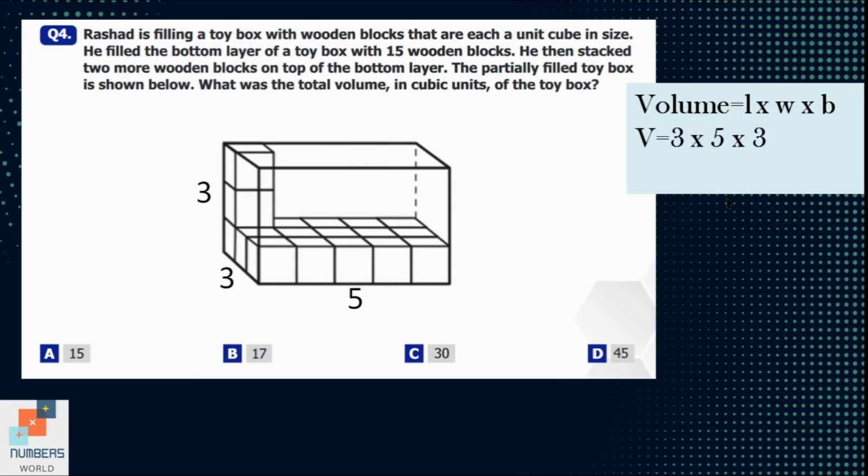We will multiply the values. 3 5s are 15, 15 3s are 45. So the volume of the toy box is 45 cubic units. So option D is the correct one.